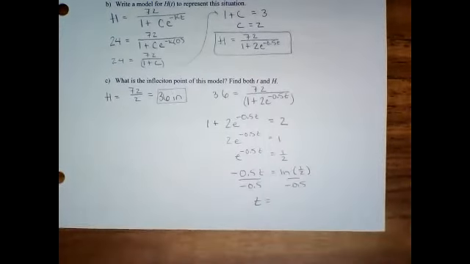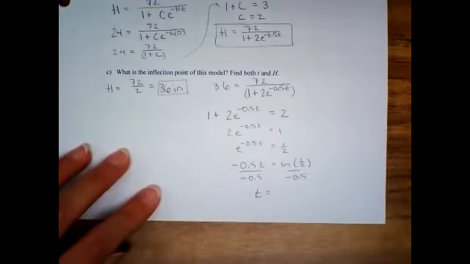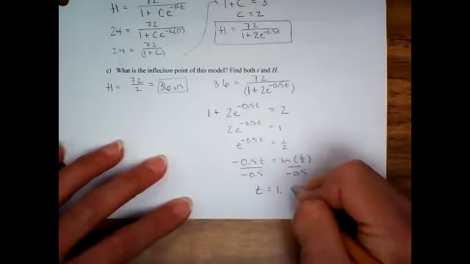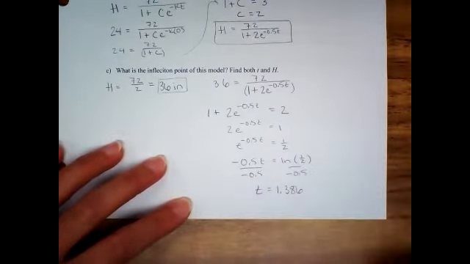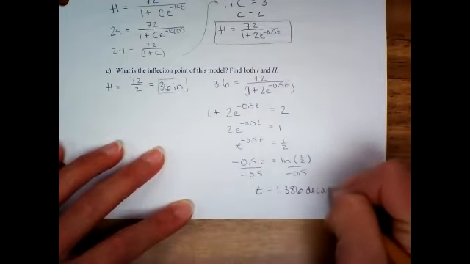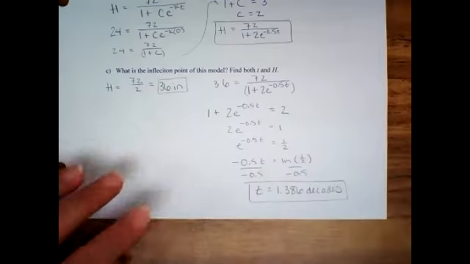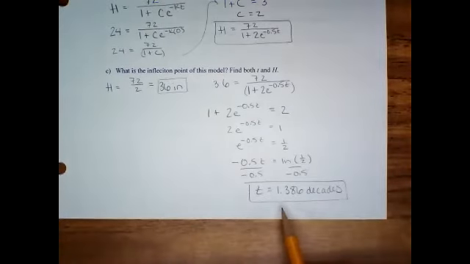All right, so let's see what that gives us. ln of a half divided by negative 0.5. And so I got 1.386 and time was in decades. So around 10 years old, or I guess 13 years old, is when this person is growing the most quickly.